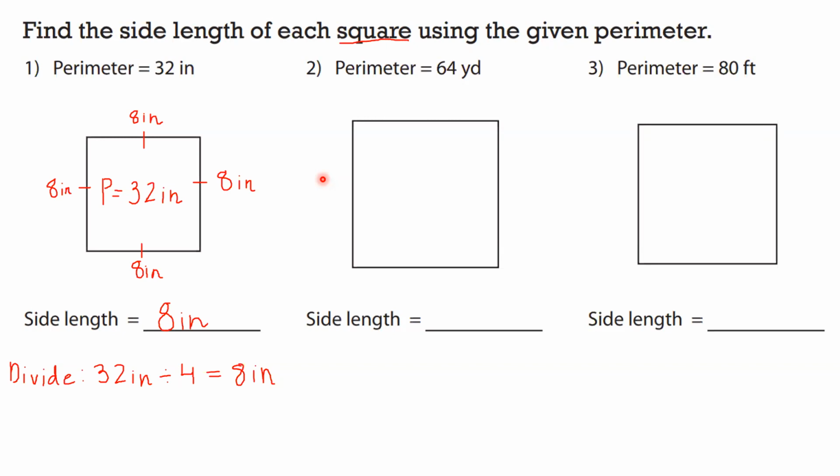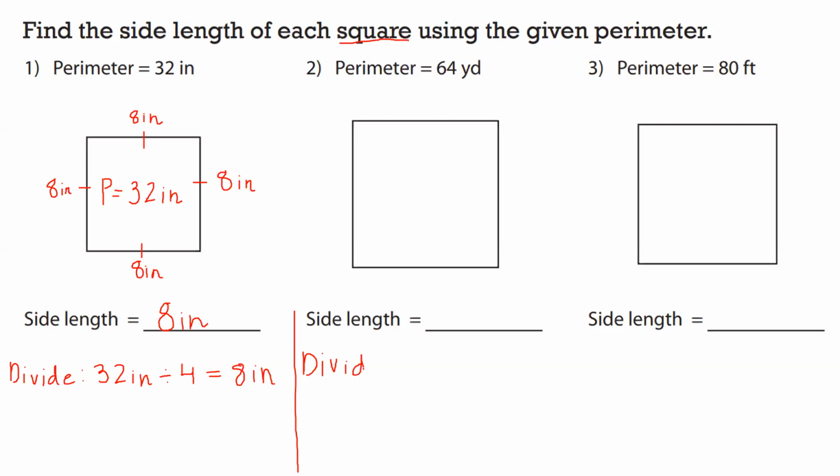All right, let's go ahead and do it together. Put your answer for number two inside the chat for me, please. What did you all get for number two? Notice that we have the perimeter. The perimeter is 64 yards. But we have to take 64 yards and divide it by what? Four. You have to divide it by four. Again, put your answer for number two in the chat before I actually post the answer.